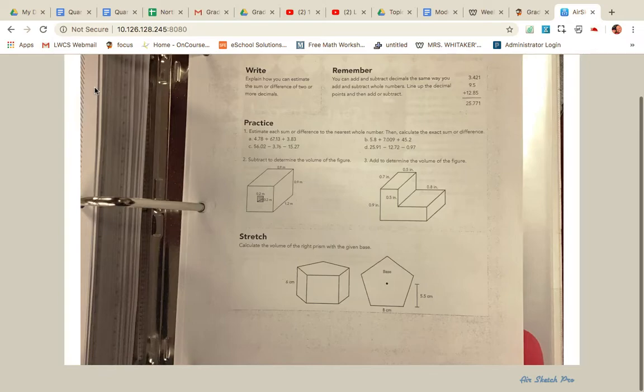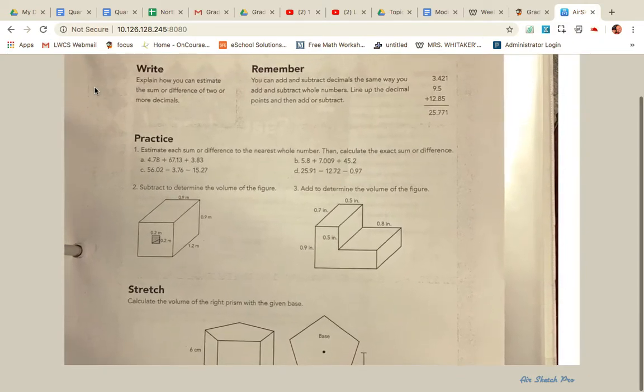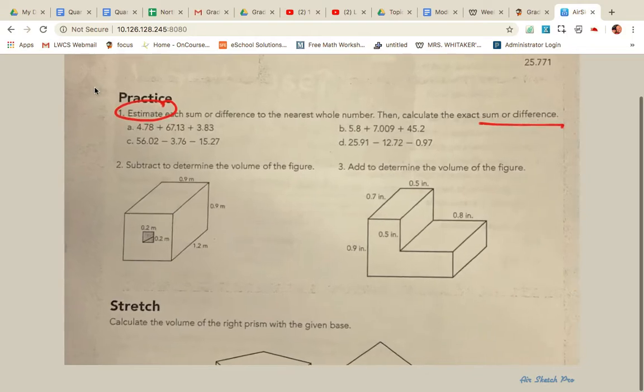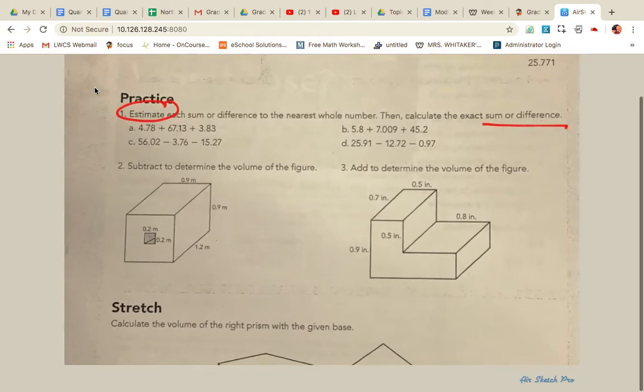So tonight we're working on decomposing volume shapes and getting the volume of each of those decomposed parts, and then we compose it back together to get a final answer. So you had to do the practice tonight, which was estimating each sum or difference to the nearest whole number. So the first part is estimating. Then you got to calculate the exact sum or difference. So you had to estimate first, and then you had to actually work it out.